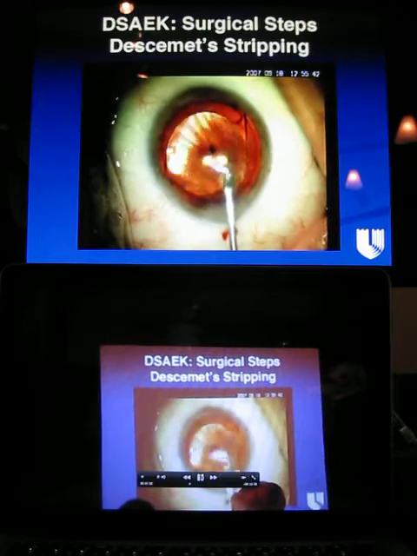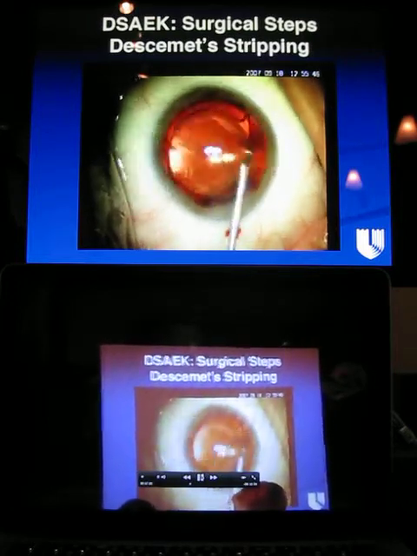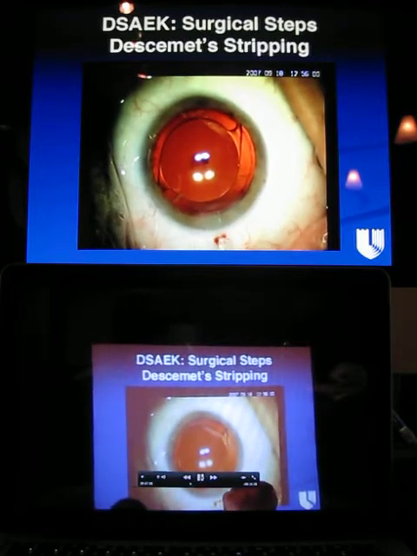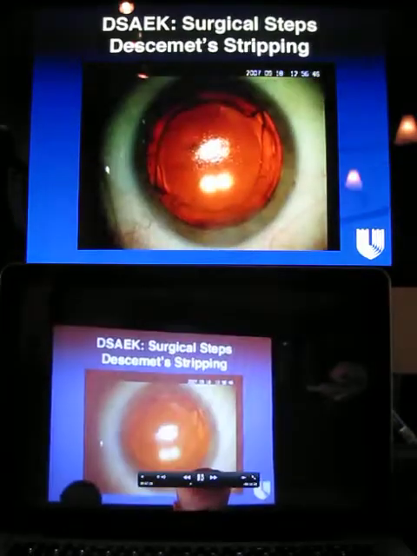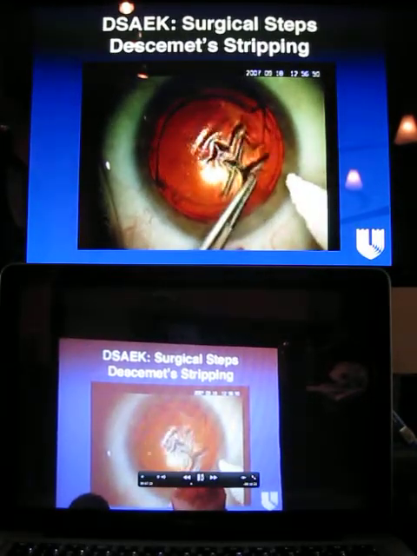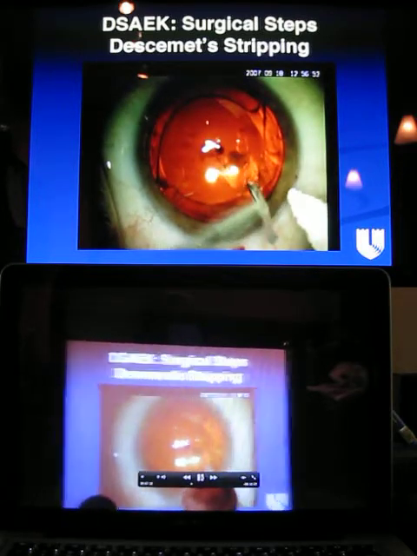This is, in this case, being done under Healon. So there's Healon in the anterior chamber in this procedure. The Descemet is then removed. And here, for illustration, you see the Fuchs guttae of that Descemet membrane. This tissue is then submitted to pathology as our specimen.